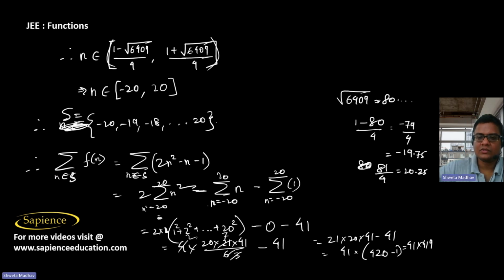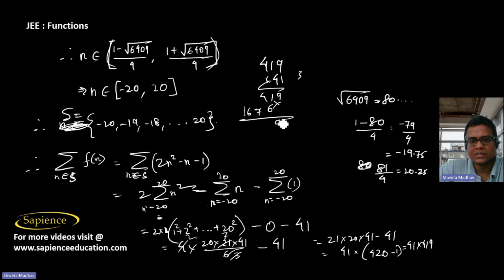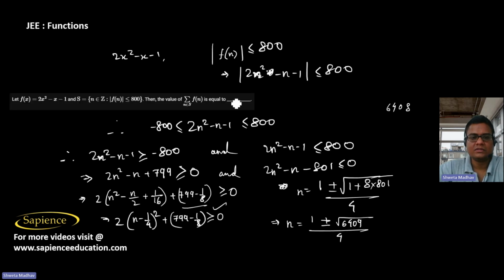So 41 into 419, that we have to do. So that is 9 ones are 9, 4 nines are 36, 1s are 476, 4 4s are 16. So this will be 17179.